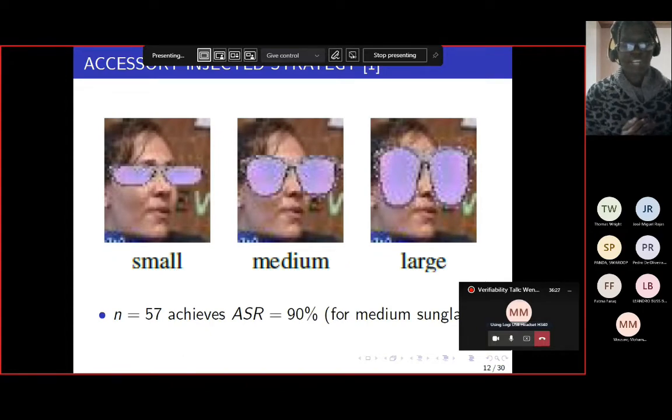So for their final results, they use different items as the backdoor key. And I'll be showing one item, which was purple sunglasses. They injected these sunglasses into the input sample, varied the sizes of the purple sunglasses, and checked the attack success rate.